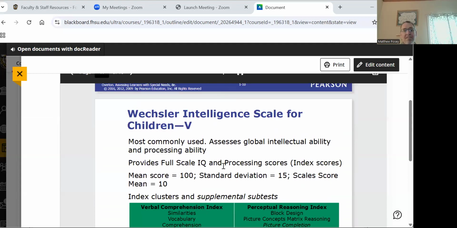So I mentioned the WISC-5. It's an intelligence scale. It's a very common IQ test. It does provide a full-scale IQ and processing score index. So we've got a mean that's 100, and then we have standard deviations of 15.